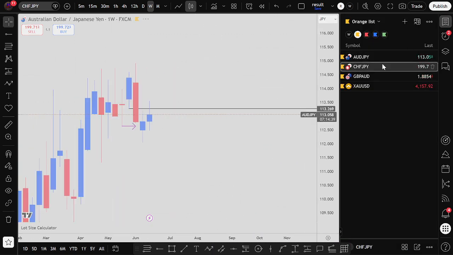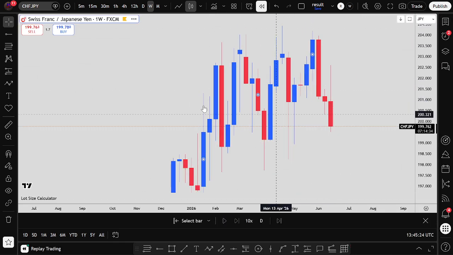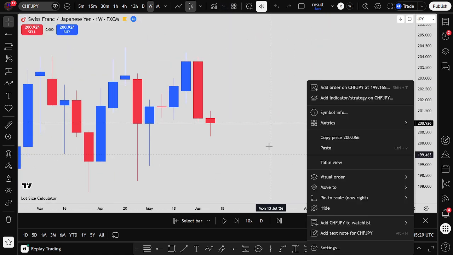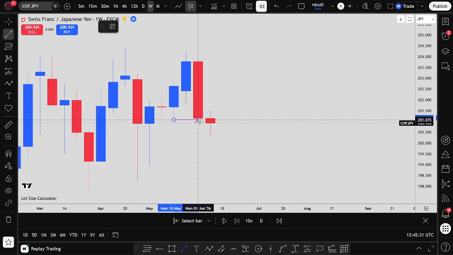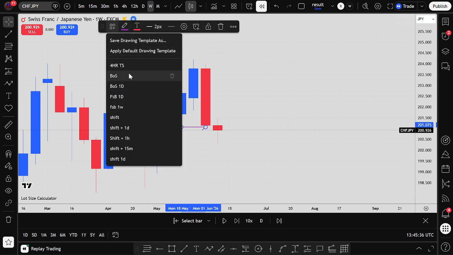Let's go to a different pair, CHFJPY. Let me cut some parts so that you guys will see clearly. CHFJPY, the same thing. You can see we have a BOS over here.